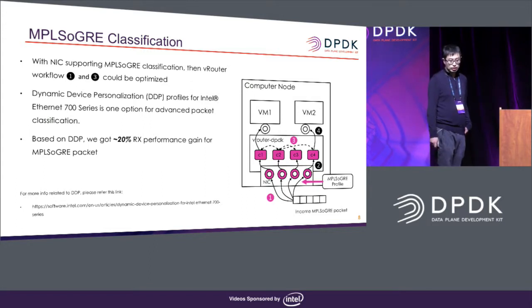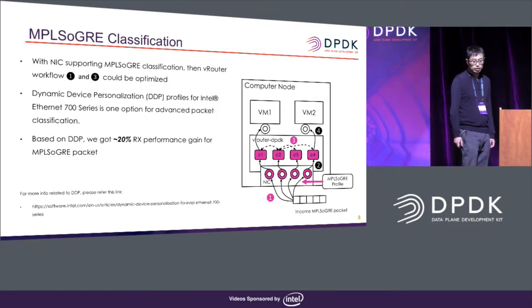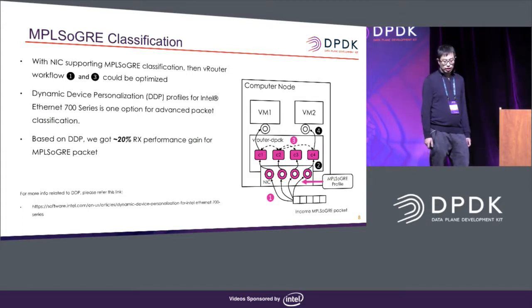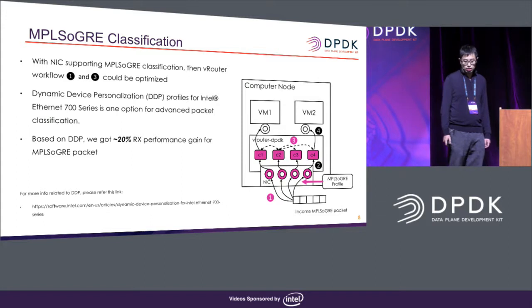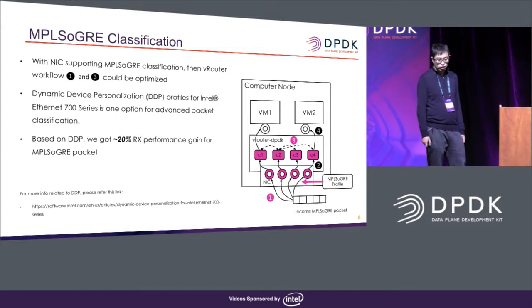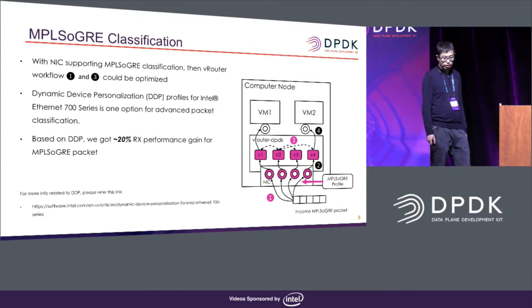So we tried one Intel solution, dynamic device personalization. We call it DDP. Our Intel 700 series can hash the packets to different queues, and we can get about 20x performance gain for MPLS over GRE packets. If you want to get more information about DDP, you can access this link for more information.